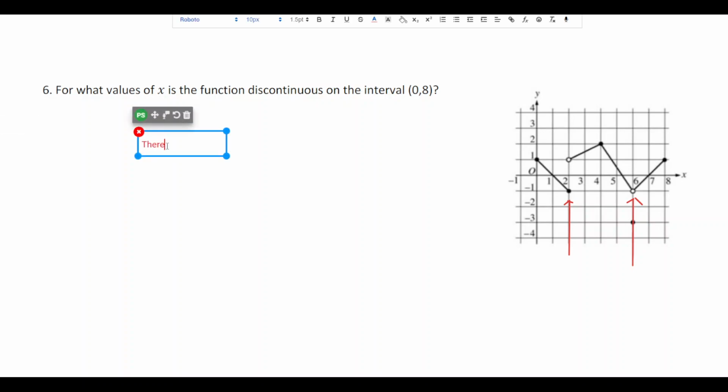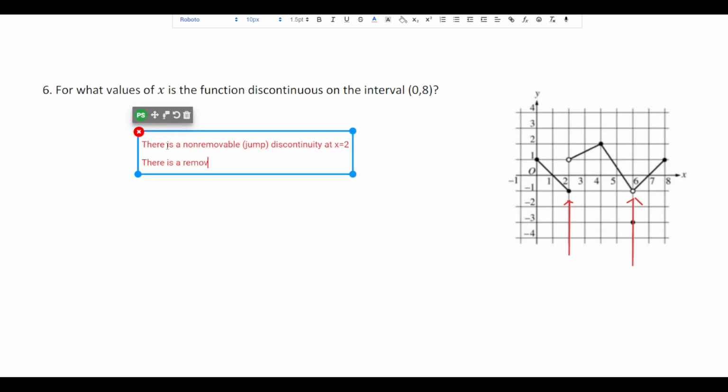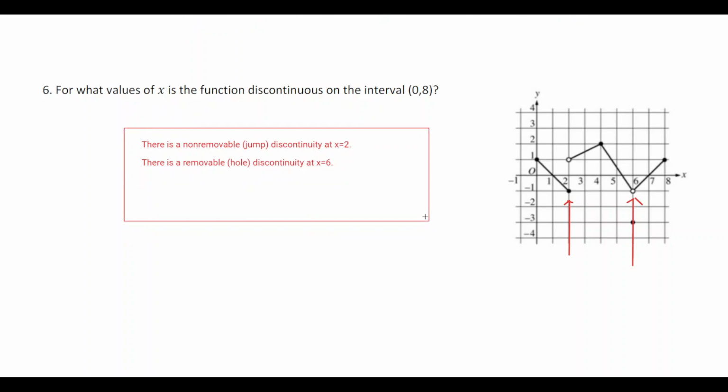And so I'll say there is a non-removable, and I'll call it a jump, discontinuity at x equals 2, and there is a removable, I'm going to call that a hole, discontinuity at x equals 6. And those are going to be the only 2 discontinuities we have here on this interval from 0 to 8.